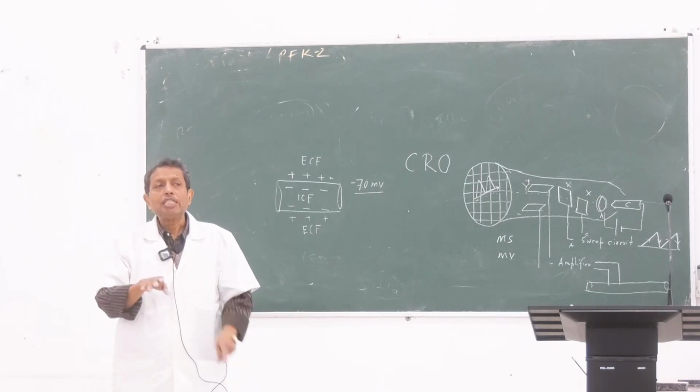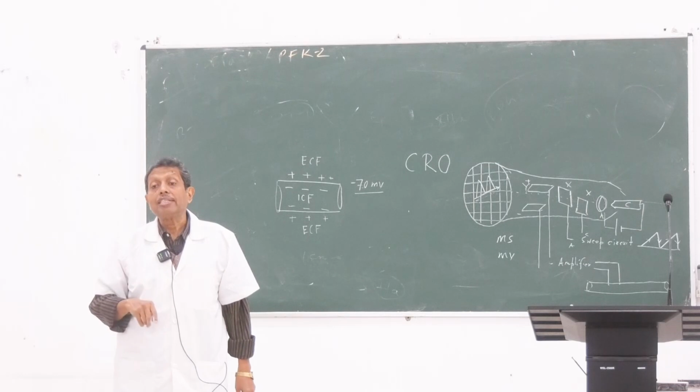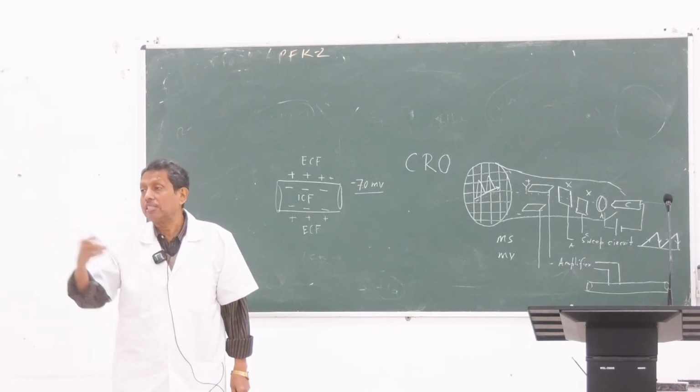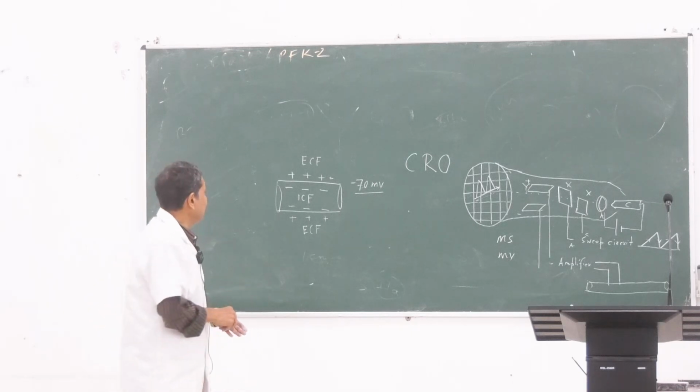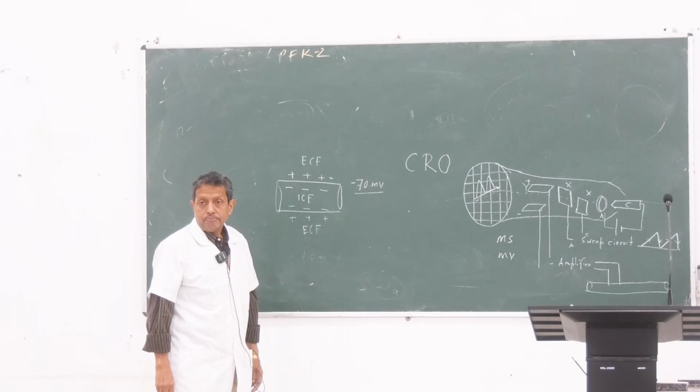Similarly, there is potential difference across the membrane in the resting condition. It is called resting membrane potential. And it is expressed inside in comparison to the outside. Minus 70 millivolt, that is the inside in comparison to the outside.